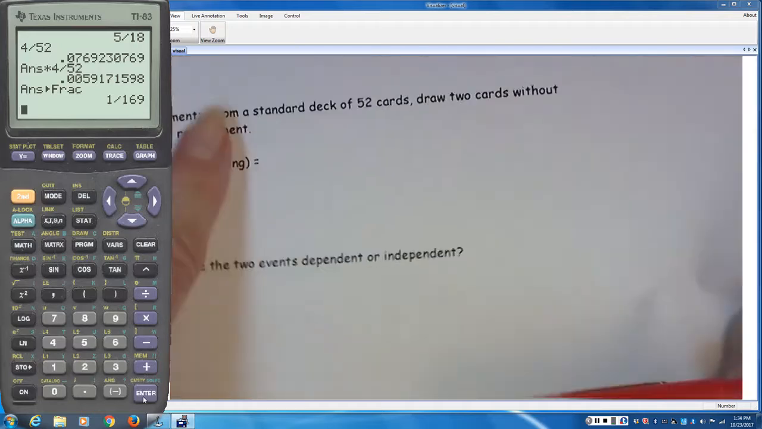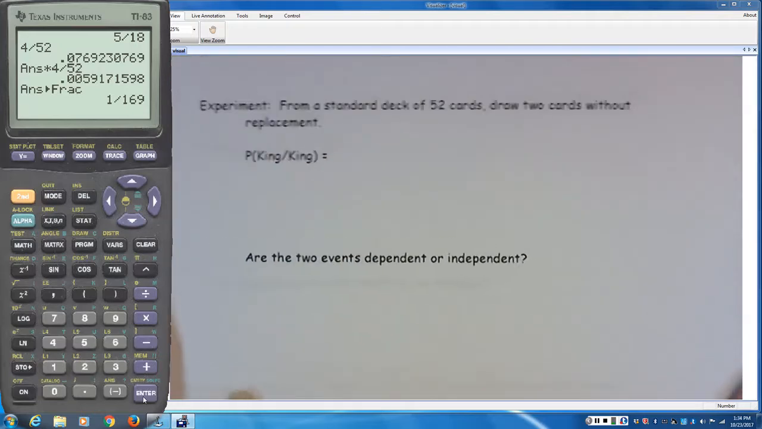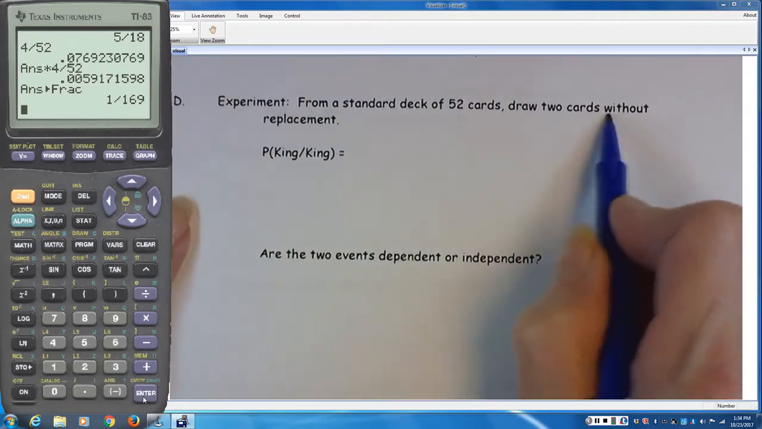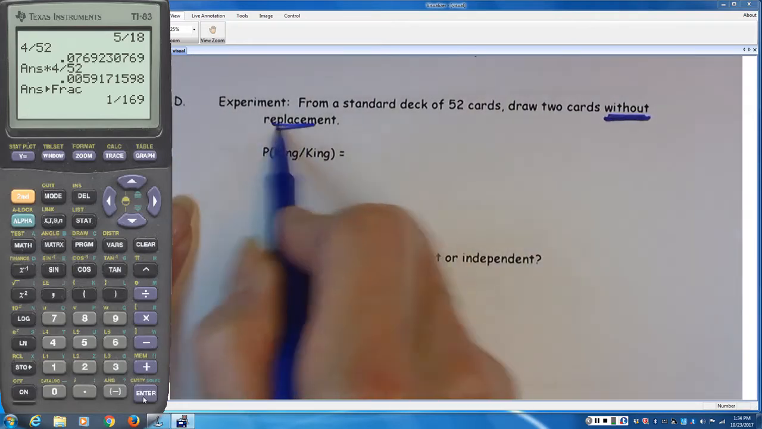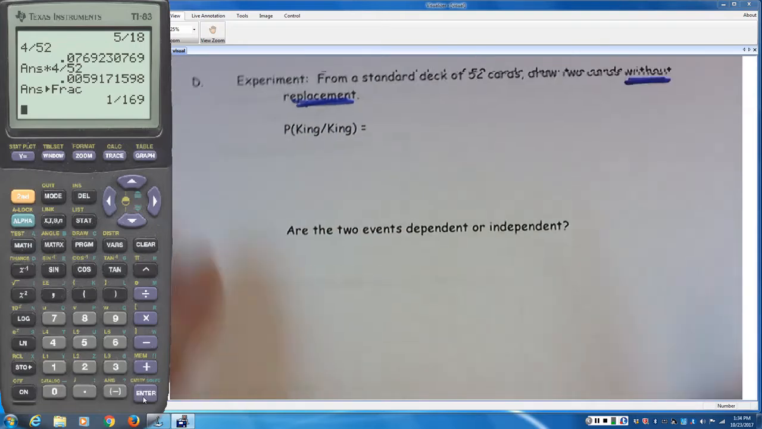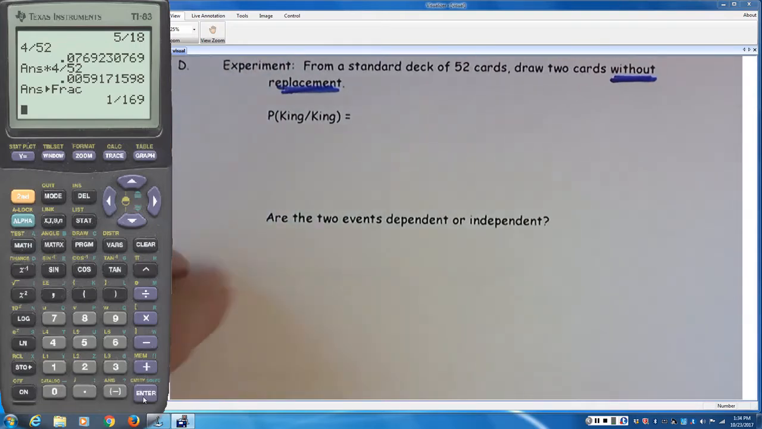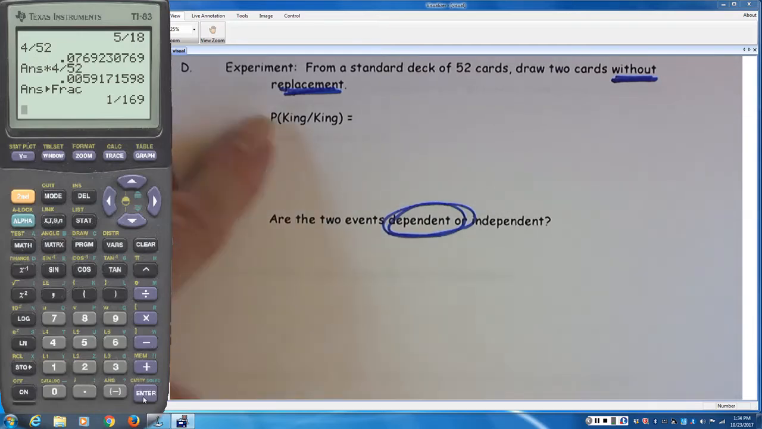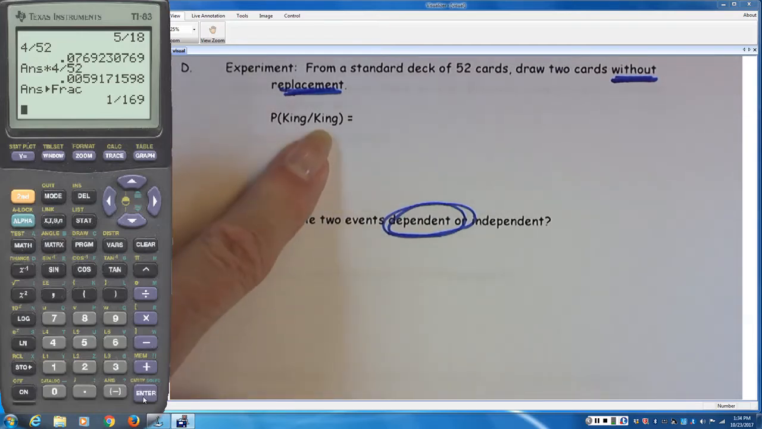So then going on to the last one on the page. Same experiment, change of words. Without replacement, what does that do? It makes them dependent. Which means when I calculate the probability of the second king, I have to take into account that one of the kings is already gone. It's laying on the table.